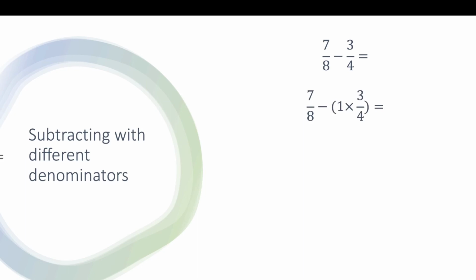I can then rewrite the 1 as 2 over 2. Now, if I multiply, I get 7/8 minus 6/8. Since both fractions share a common denominator, I can subtract 7 minus 6 to get 1/8. And that's going to cover adding and subtracting fractions.